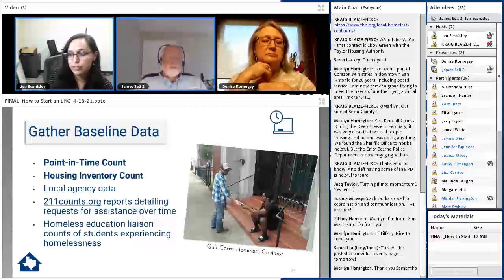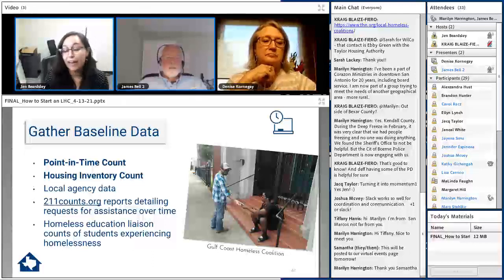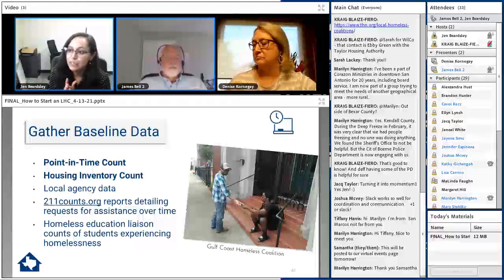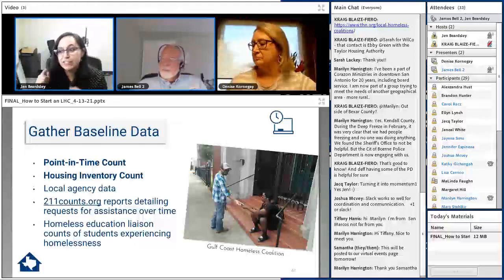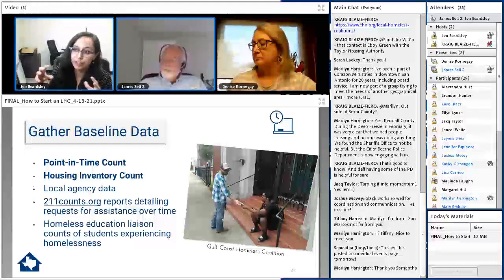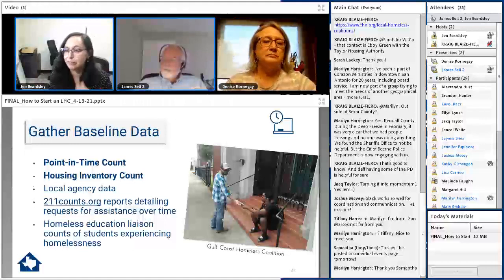You can also use local agency data, whatever information they collect. And I also really recommend 211counts.org. I only recently discovered this tool, and it reports the requests for assistance over time for your community, which is really interesting, and it's been pretty cool. So I definitely recommend checking that out.